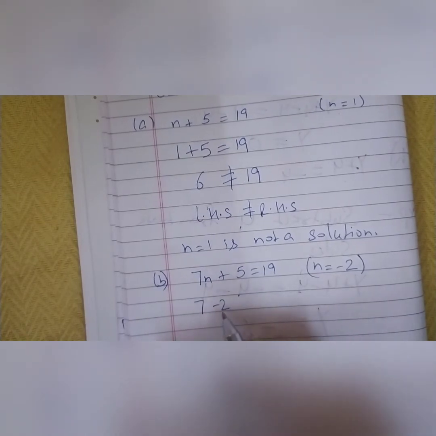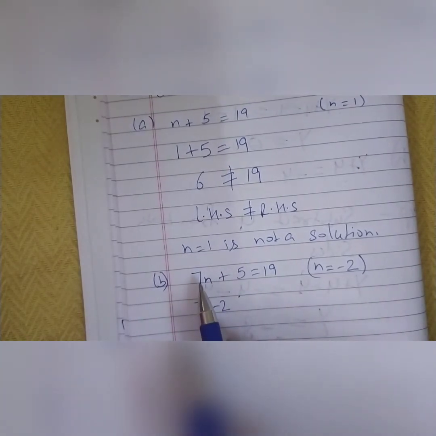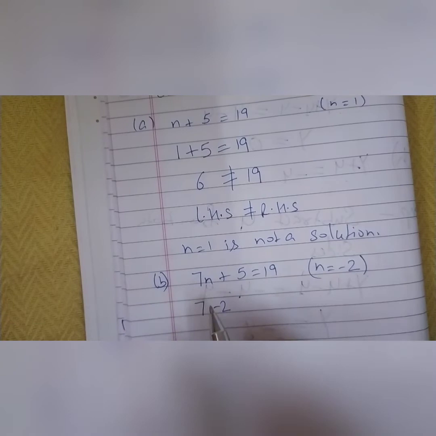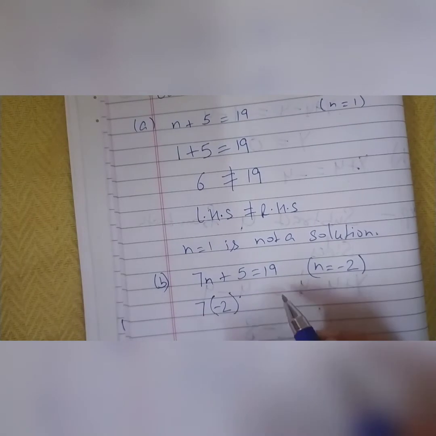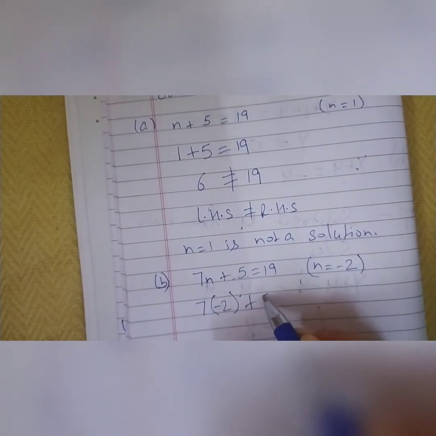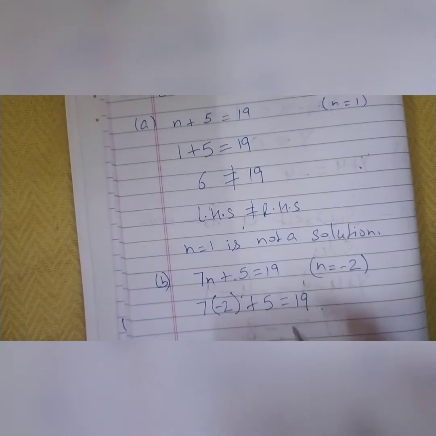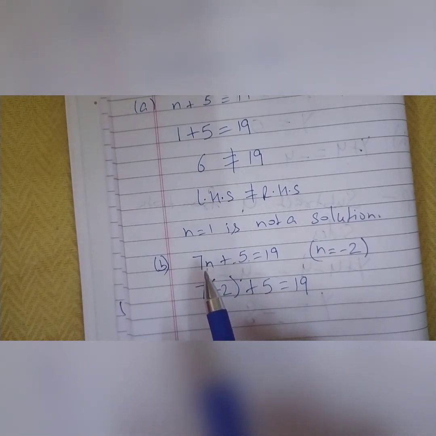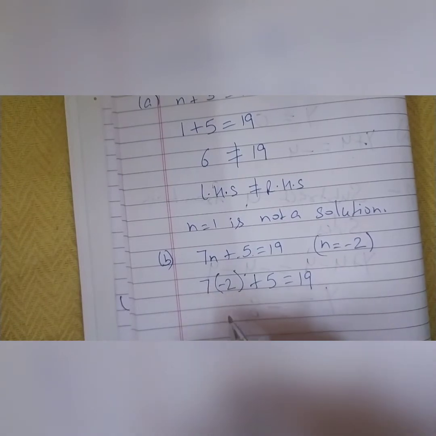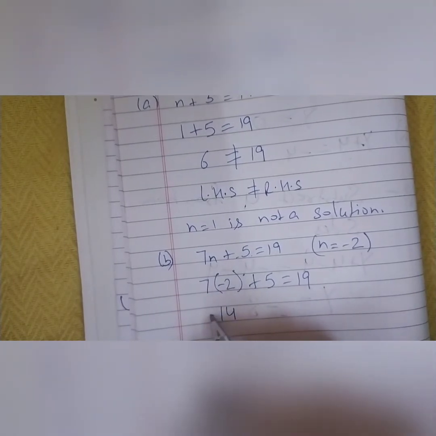But if we put minus 2, what is the relation between these two numbers? If there is no sign between a number and a variable, we use multiply or use a bracket. Plus 5 is equal to 19. The rest of the equation we note down as it is. 7 multiplied by minus 2, not 7 minus 2. I already told you that if there is no sign between number and variable, we consider multiply. So 7 multiplied by 2 is 14, minus 14.